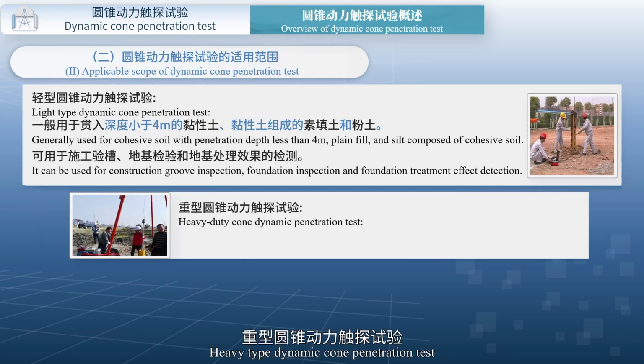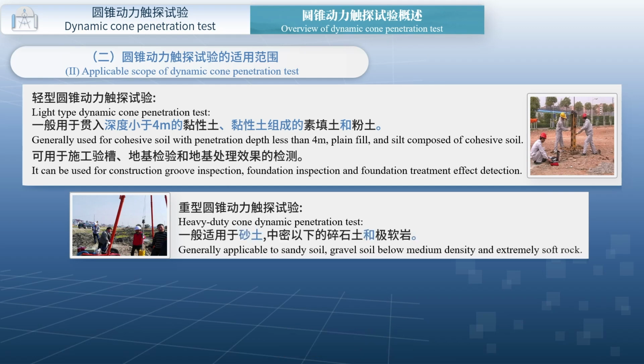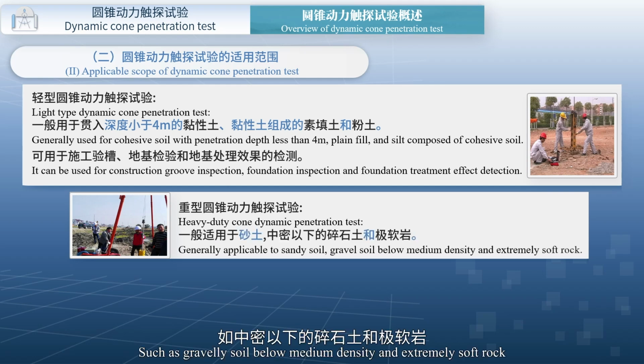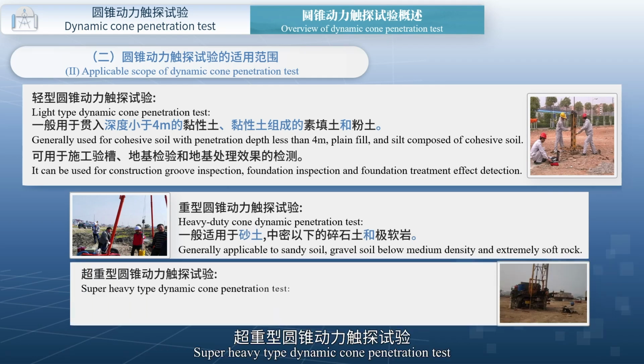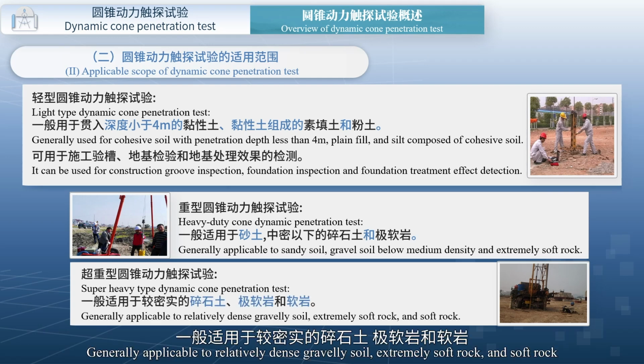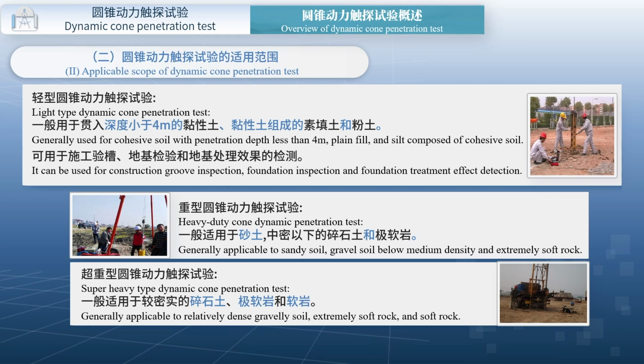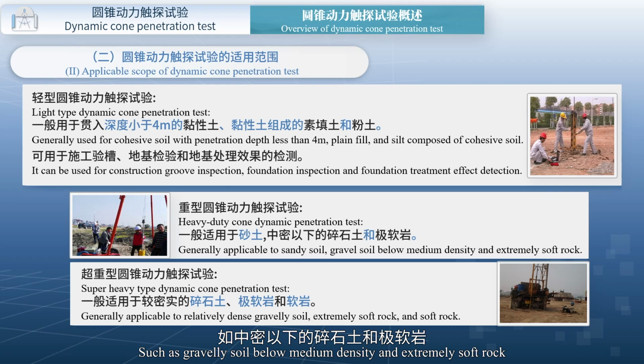Heavy type dynamic cone penetration test is generally applicable to sandy soil, such as gravelly soil below medium density and extremely soft rock. Super heavy type dynamic cone penetration test is generally applicable to relatively dense gravelly soil, extremely soft rock, and soft rock.